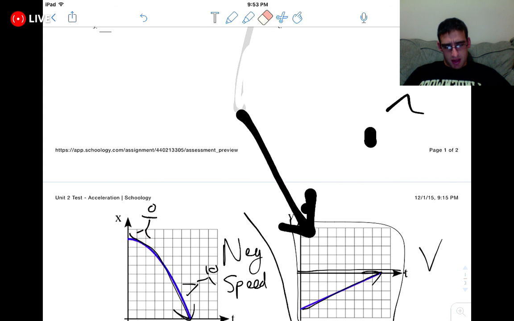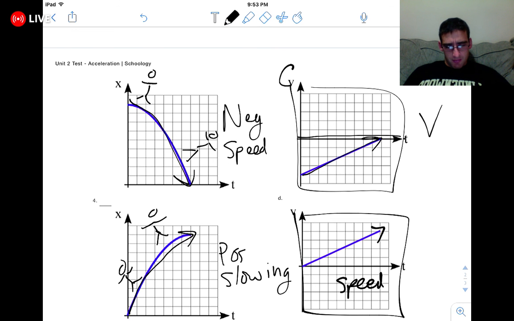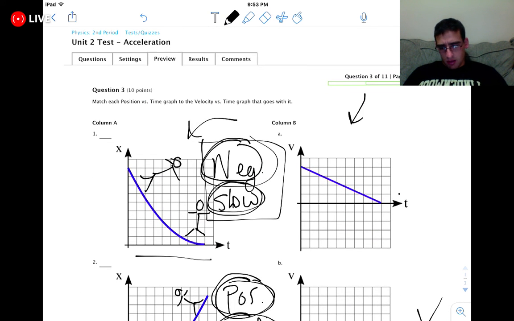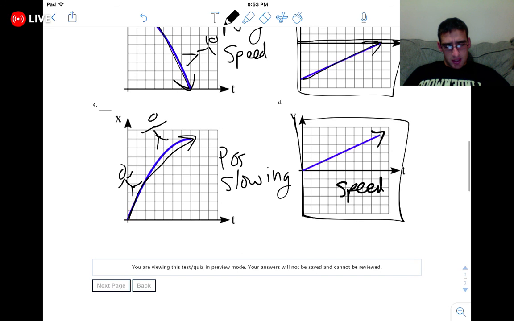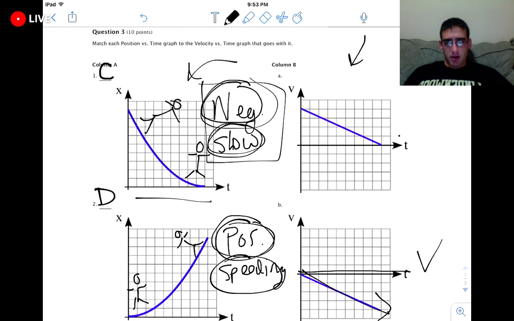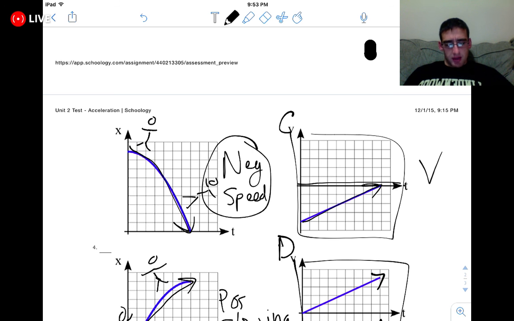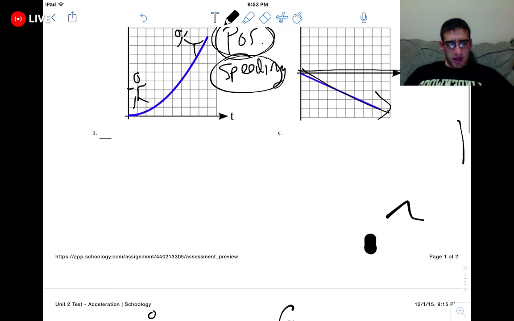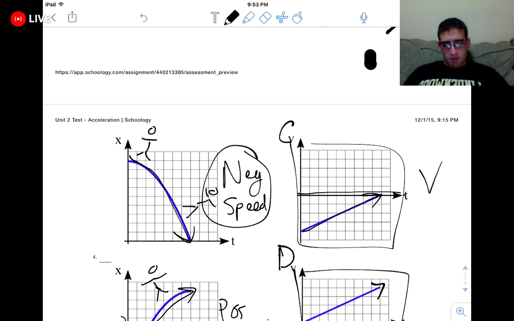All right, so that means this one, actually, I don't like how I'm doing that. Let's erase that. Let's erase that. Let's erase that. All right, so this was C. So C goes there. All right. This one is D. So D goes there. All right. Now, when we get down here, negative and speeding up means it should be below the line. There we go. Below the line and getting farther away from 0. So this is B. B goes with this one.